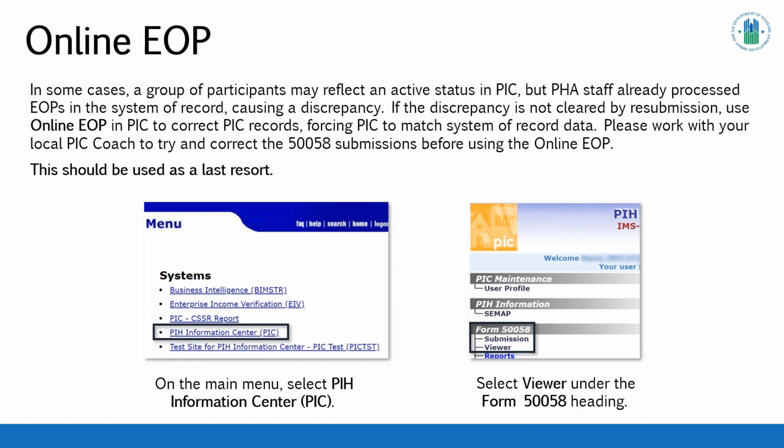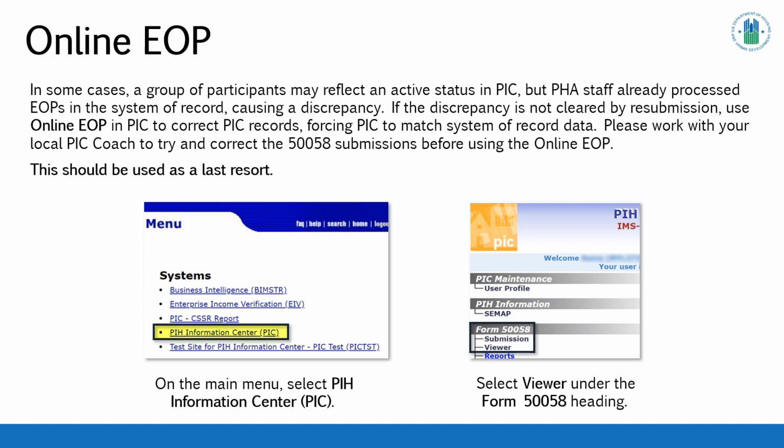In some cases, a group of participants may reflect an active status in PIC, but PHA staff already processed EOPs in the system of record, causing a discrepancy. Resubmit the end of participation and verify that there are no fatal errors. This should correct the discrepancy. However, if the discrepancy is not cleared by the resubmission, use the online EOP option in PIC to correct PIC records, forcing PIC to match system of record data. Use the online EOP option as a last resort.